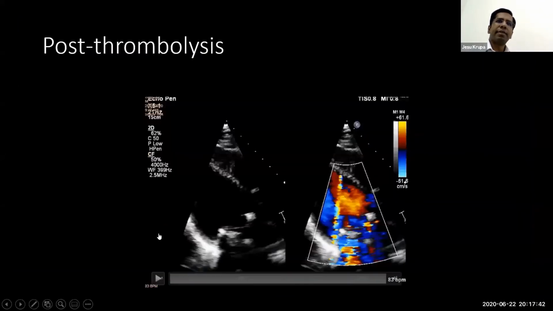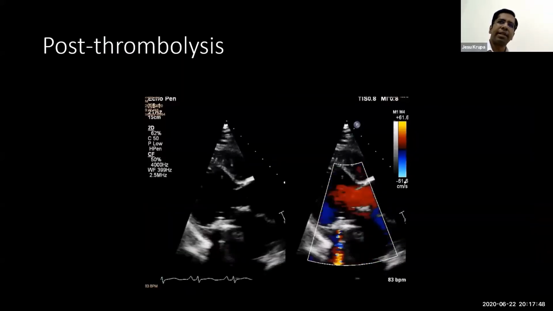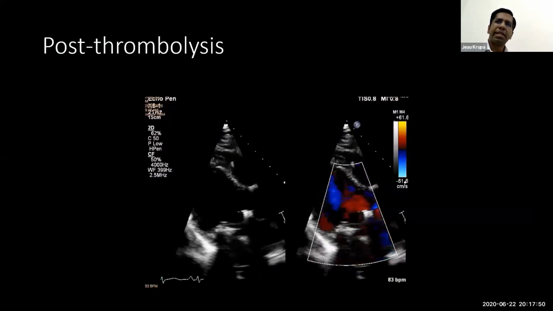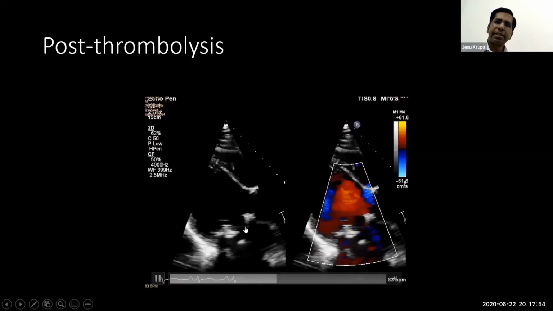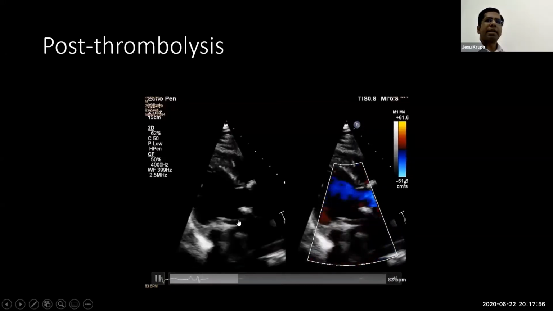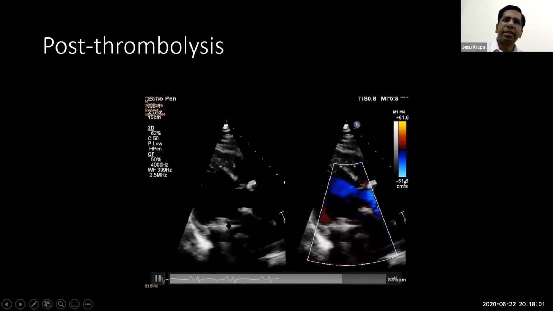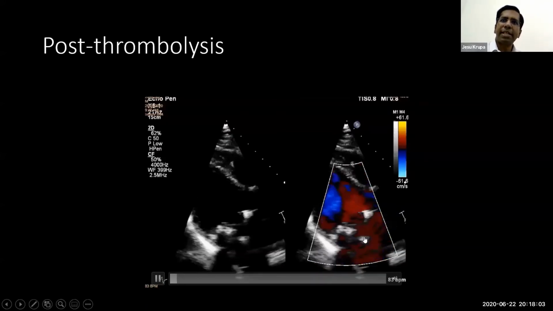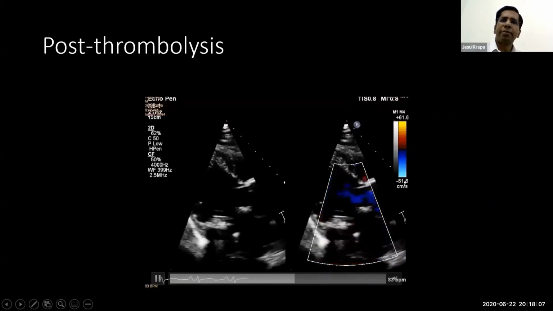Now this patient underwent thrombolysis. So the previous patient I showed you was somebody who had an obstruction, underwent thrombolysis. There was no change, was sent for an MVR. This patient, you can see this is a slightly off-axis parasternal long-axis view. And you can see that the disc is nicely moving. The flow has become better in terms of it is definitely much more laminar than what we saw earlier.